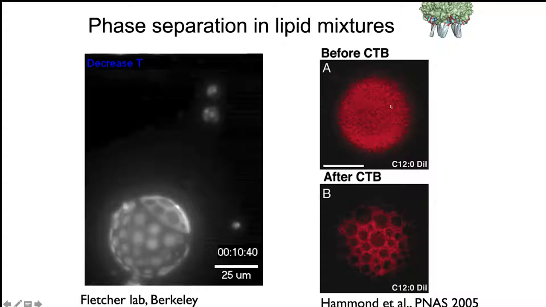in Jerry Feigenson's lab, in this seminal paper, Greg Hammond used cholera toxin, which like SV40 binds to GM1, to show that you could have a homogeneously distributed mixed vesicle, and you add cholera toxin, you cluster GM1 molecules, and you induce separation into the different phases. So by bringing many of these lipids with similar properties together, you can generate a condensation core that then leads to large-scale phase separation.